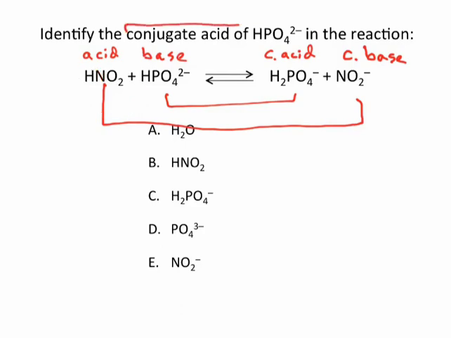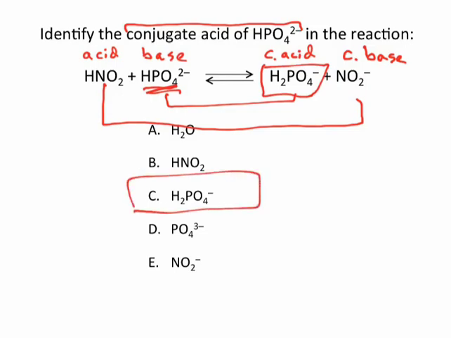Let's see here, the conjugate acid of this thing. Well, it's a base, so great, this makes sense. So its conjugate acid is that, H2PO4-. And so that's sitting down here, C, H2PO4- is the conjugate acid of HPO4 2-. Okay, so that's what we have for this video.